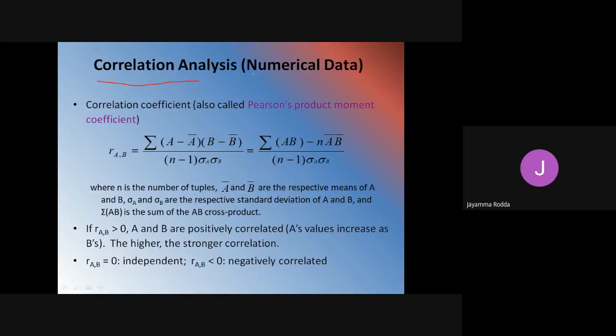Correlation analysis is done with numerical data. So there will be a correlation coefficient. Here you see A and B are the two attributes. For one particular row, we are taking two attributes and applying this formula. Here A is one tuple, B is another tuple. So if I am taking age, one particular table's age and another particular table's age, both of them will be compared here. In this comparison, we will try to find out the correlation between them.